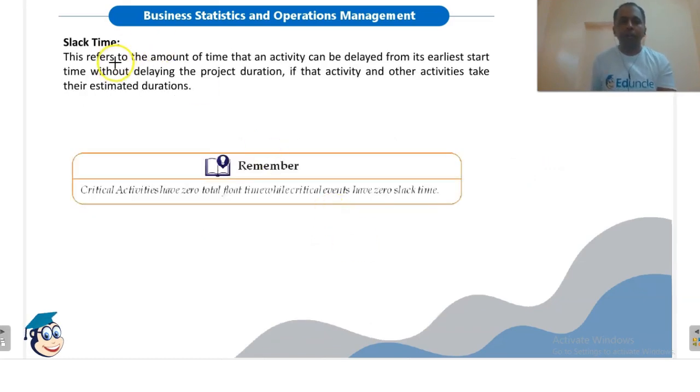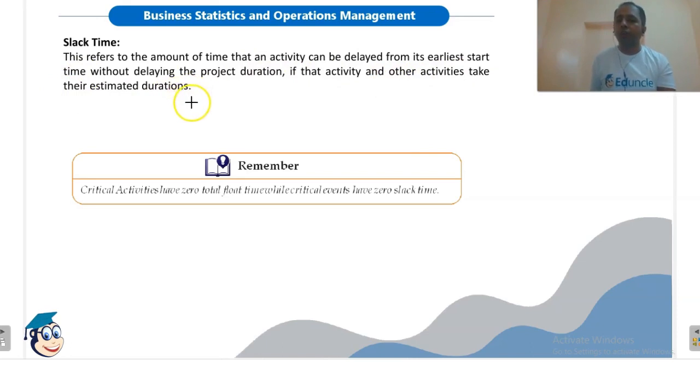Now slack time refers to the amount of time that an activity can be delayed from its early start time without delaying the project duration. So this is the delay in a particular activity that may occur so that the duration of the project will not get affected due to that particular delay, if that activity and other activities take their estimated durations.